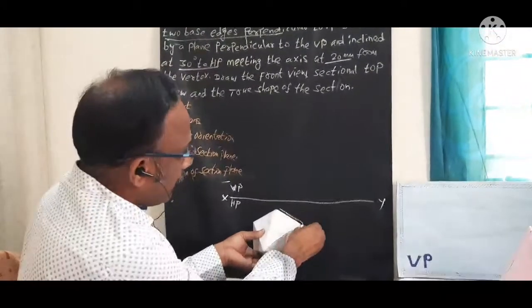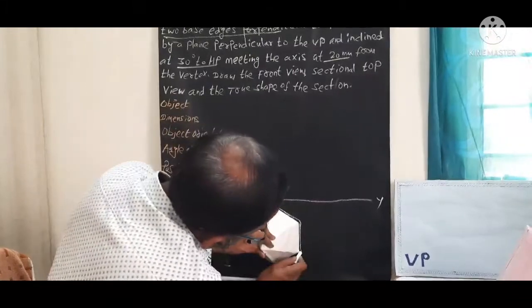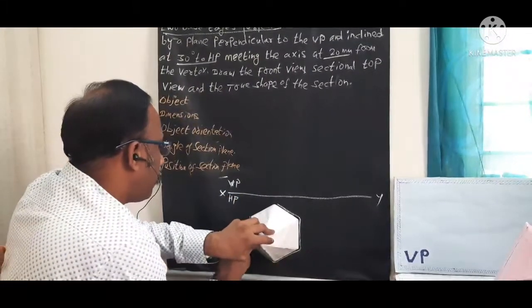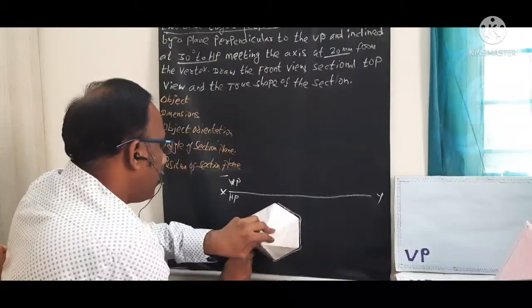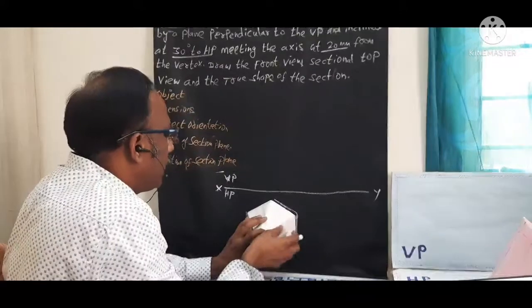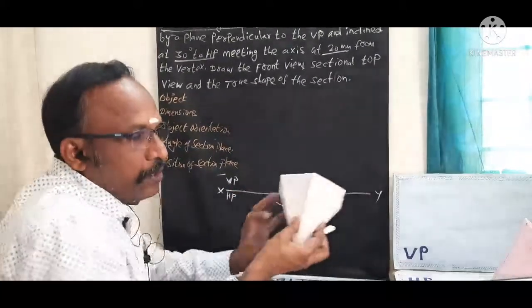This is step number 1. You need to draw the top view of this hexagonal pyramid, right? Before the cut, consider how it will look. So we are going to draw the top view of the solid. Always it is resting on HP. You can use your template for drawing this.